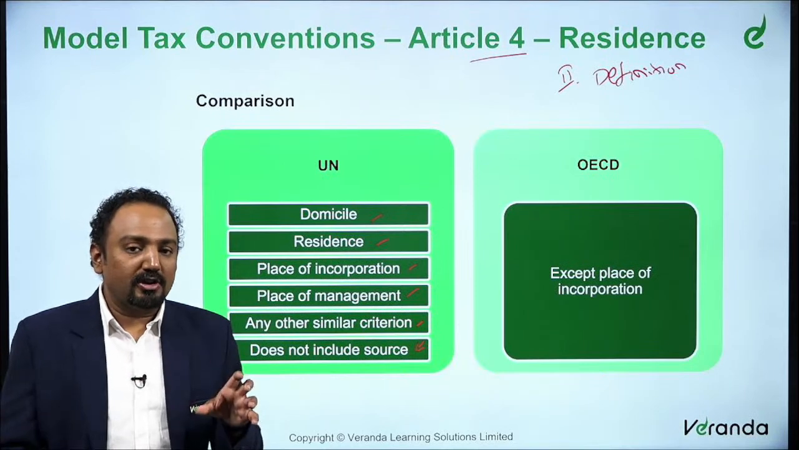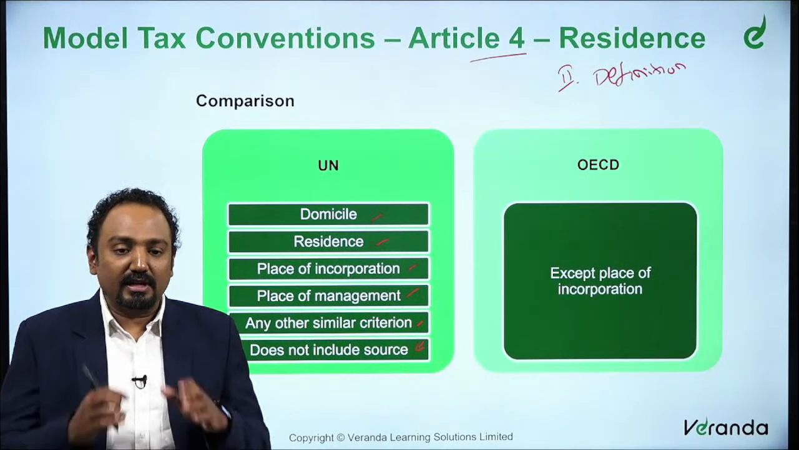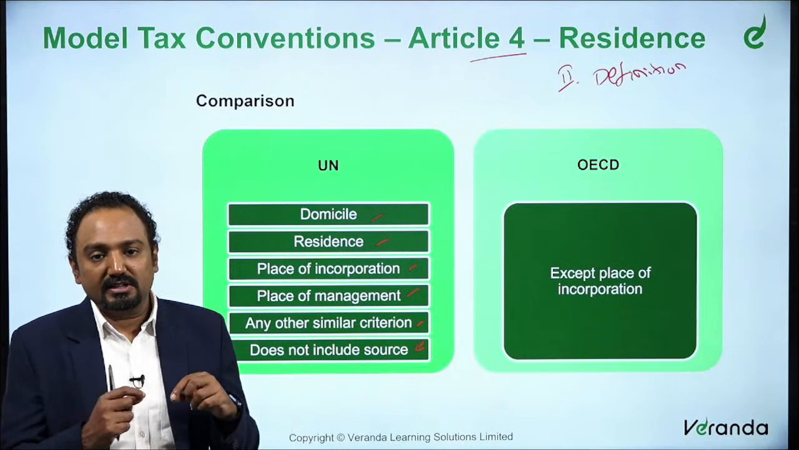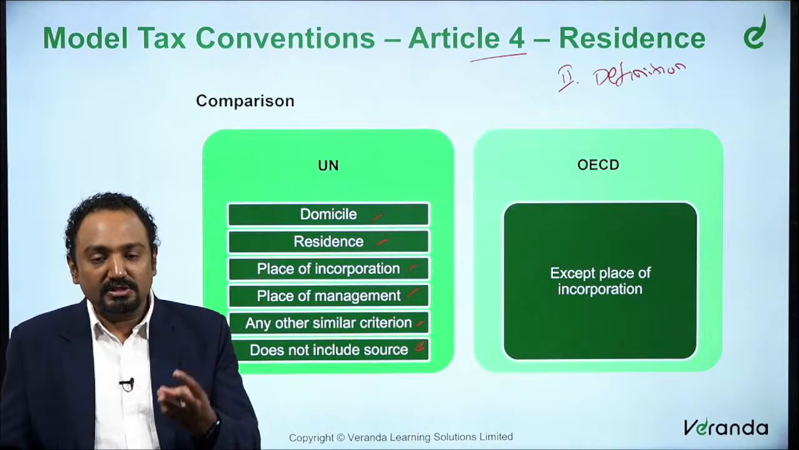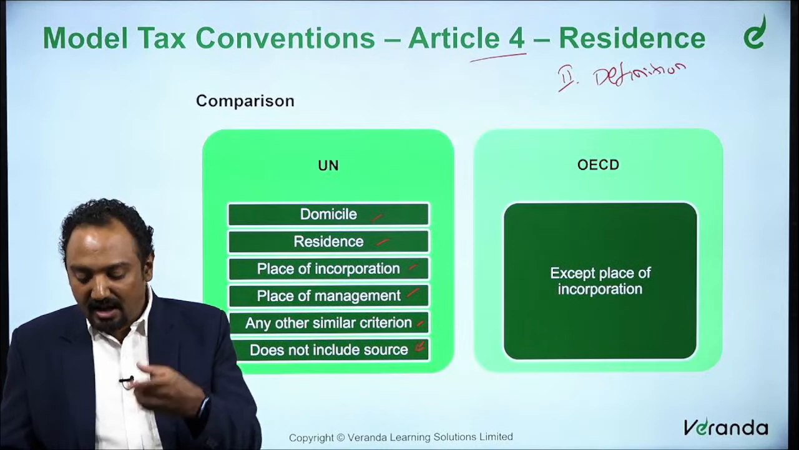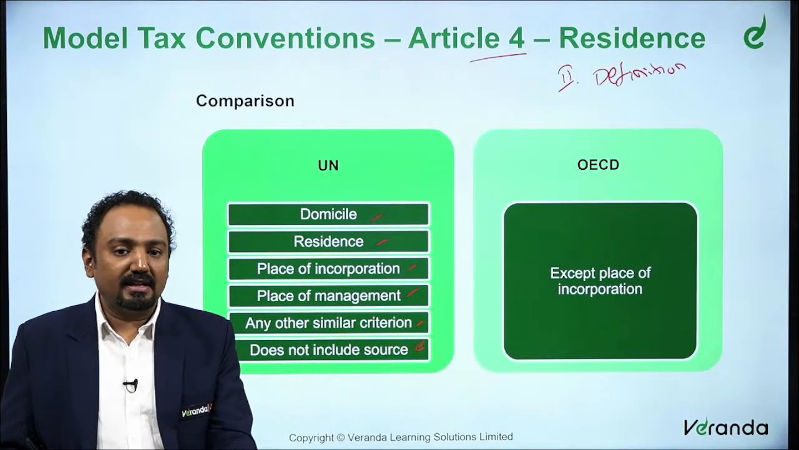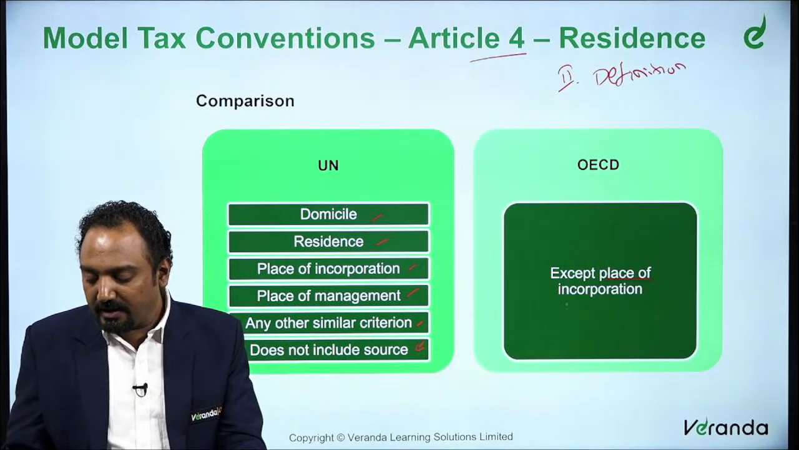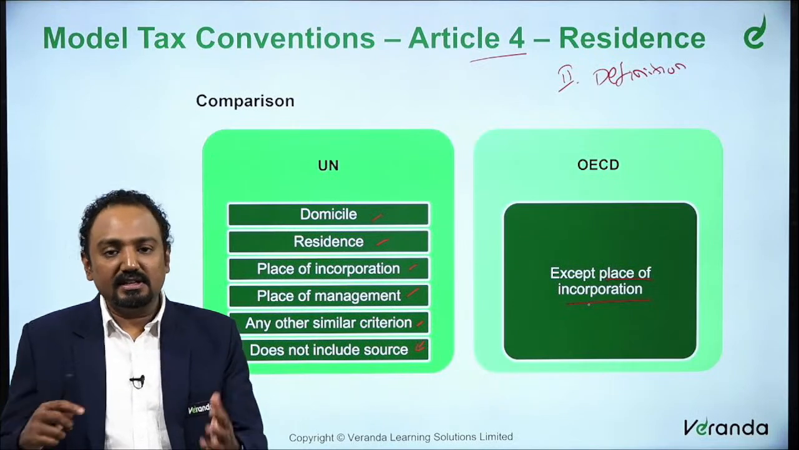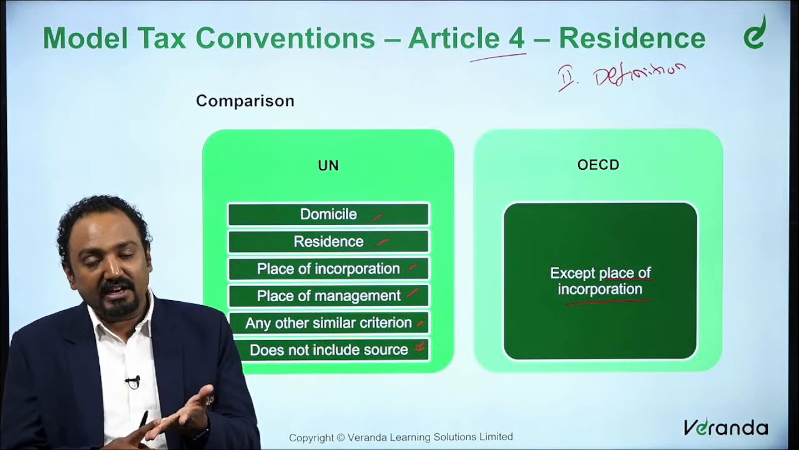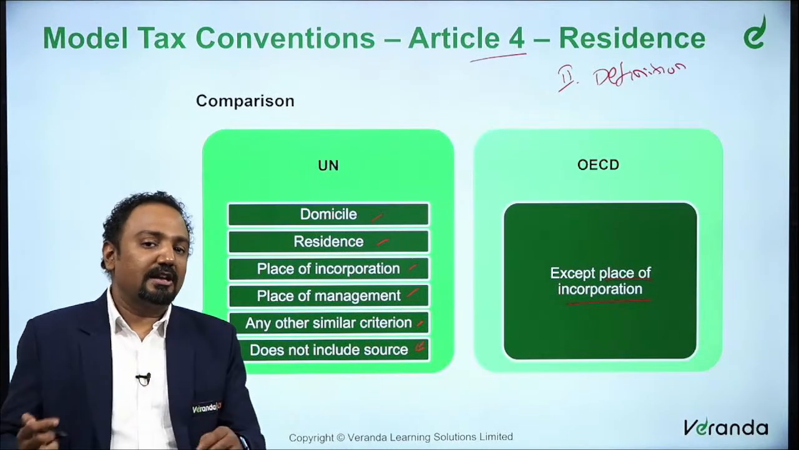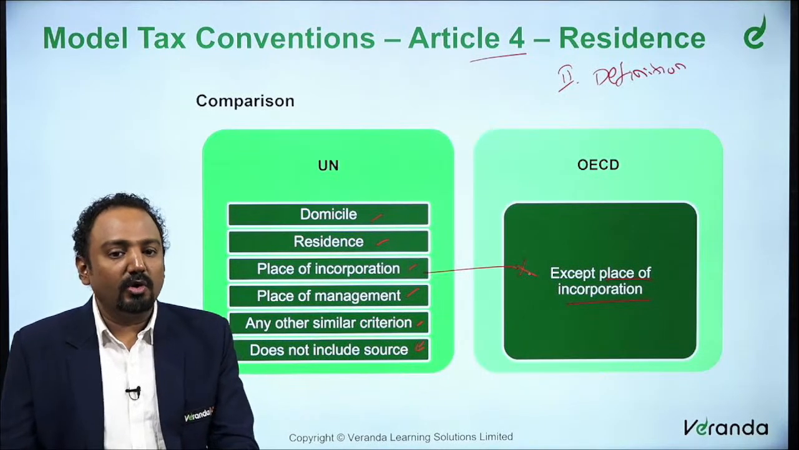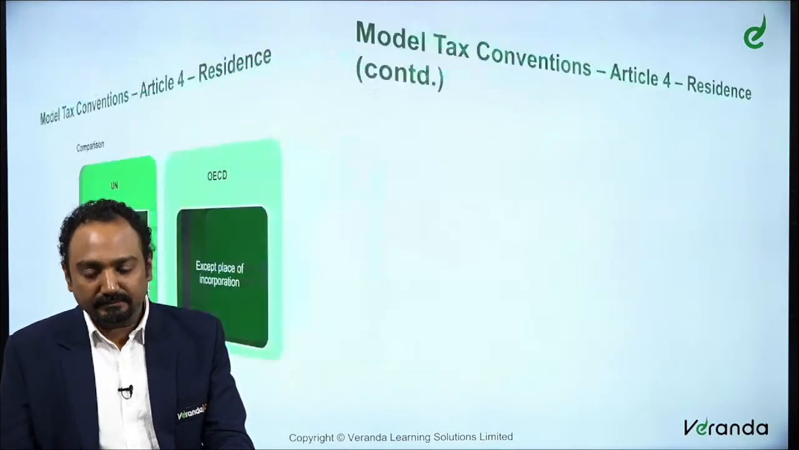Just because there is a source in a particular country does not mean you will be a resident there. So they are excluding it. Source is not a factor to determine the residential status. What determines your residential status is your domicile, residence, place of incorporation, your place of management and any other similar criterion. In OECD, everything listed here is applicable except place of incorporation. So as far as OECD is concerned, it is domicile, residence, place of management and any other criterion. It does not include the place of incorporation. So that is the only thing which is not applicable.